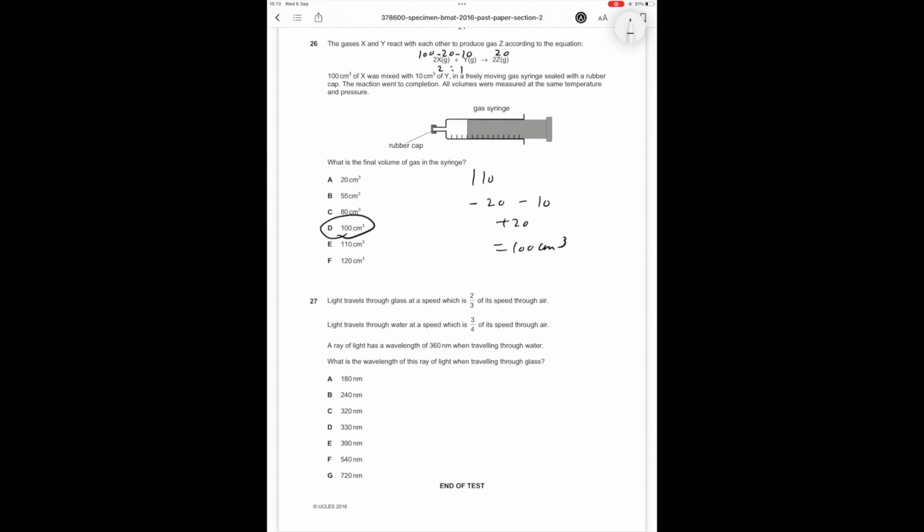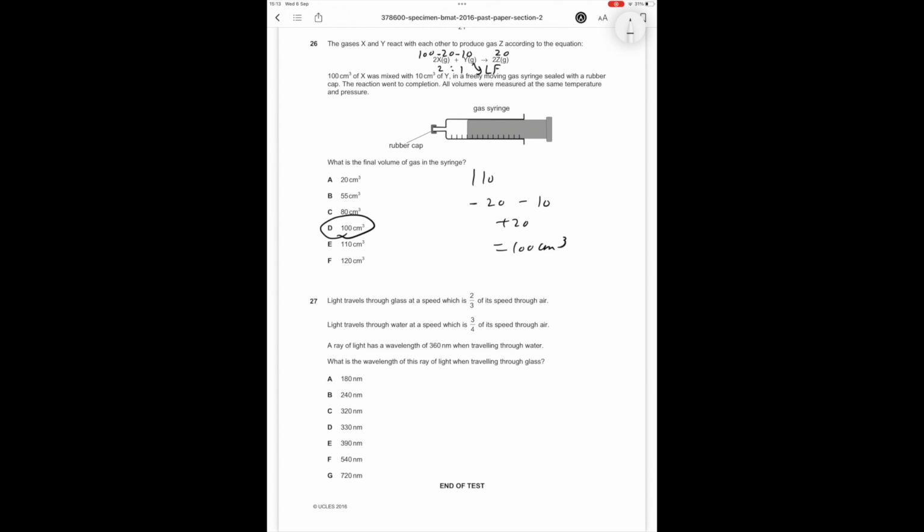Important thing to remember here is the mole ratio and the fact that Y is the limiting factor since it's present in such a small volume, and we're looking for the overall final volume of gas in the syringe, not the change in volume, not the quote-unquote product volume, etc. So the correct answer option is D.